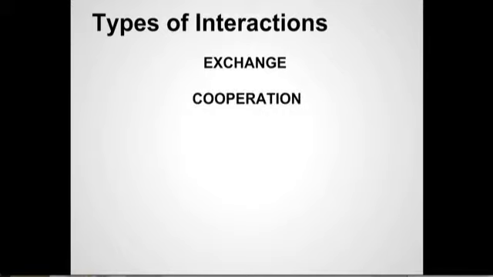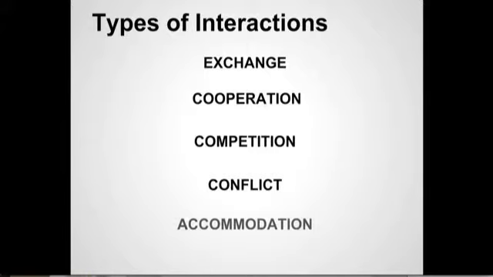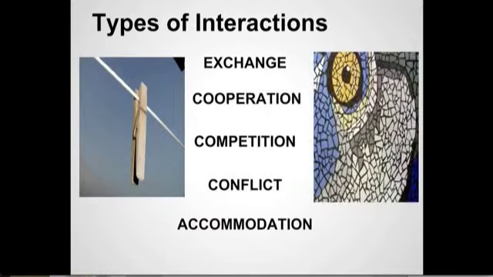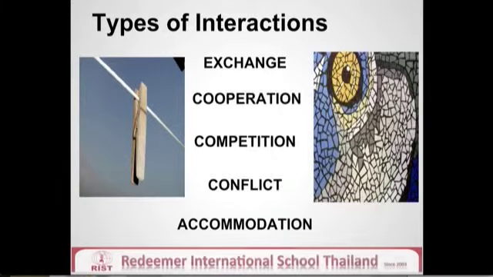So what are these types of interactions? First one's exchange. Second one is cooperation, then competition, conflict, and finally accommodation. All 5 of these interactions could keep things together in society or in a group, or break the interactions of people apart from each other within a group or society. And so that is why it's important for teachers here at RIST to study the results of these interactions.